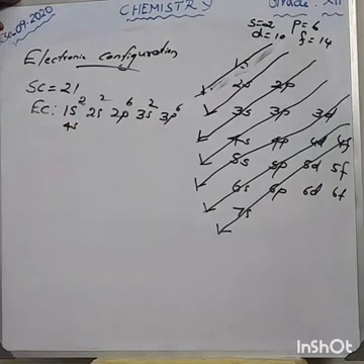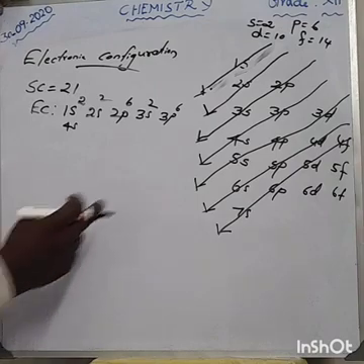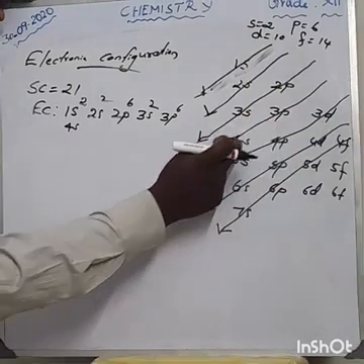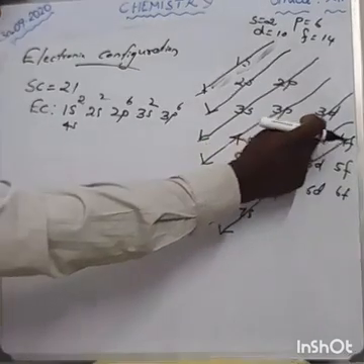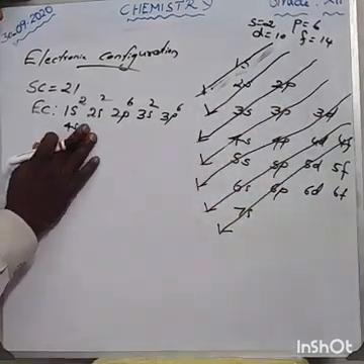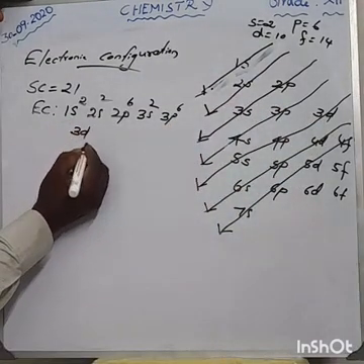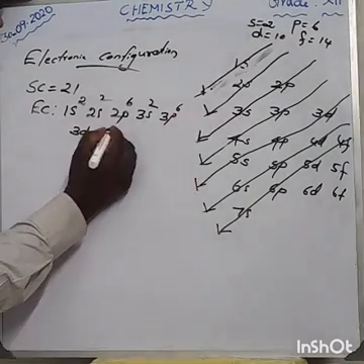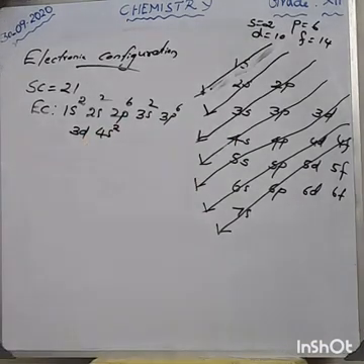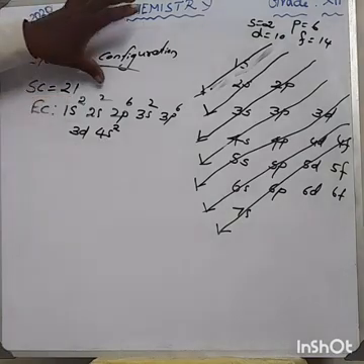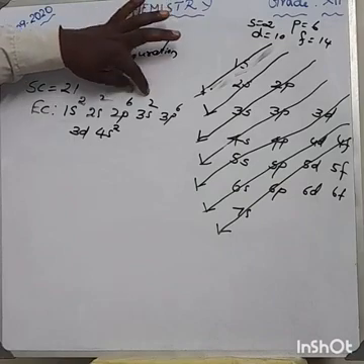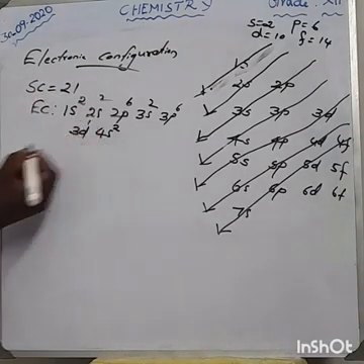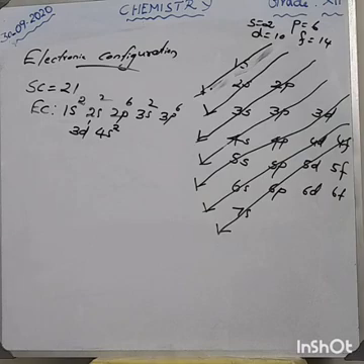But here, as per the transition series, before the 4s you should write 3d. After the 3p, don't write the 4s. So after 3p, write 3d, and next write 4s, which holds 2 electrons. Now we count: 2, 4, 10, 12, 18, 20. Scandium is 21, so 3d1, 4s2.